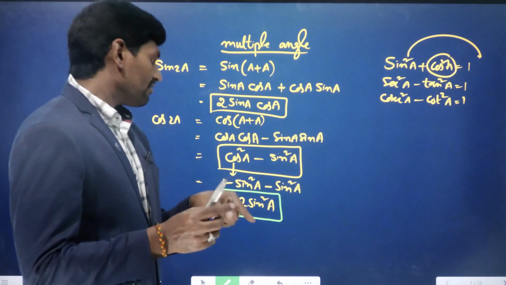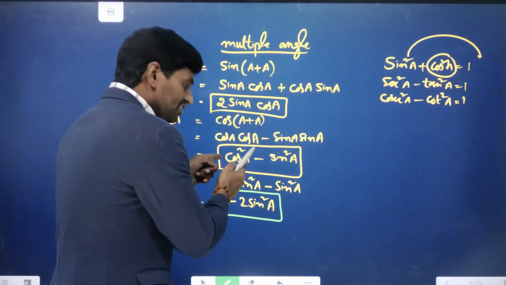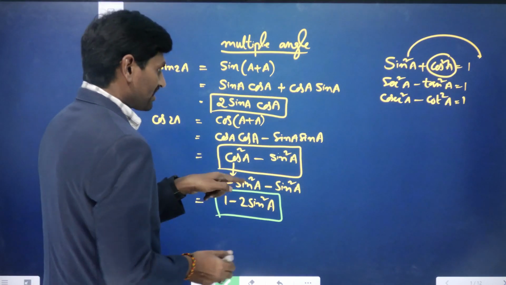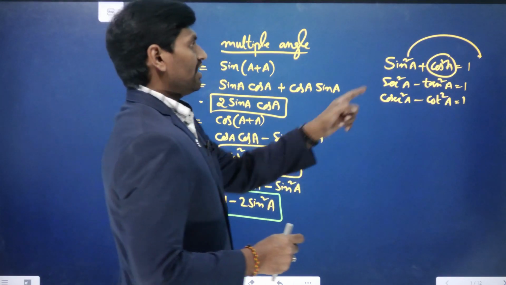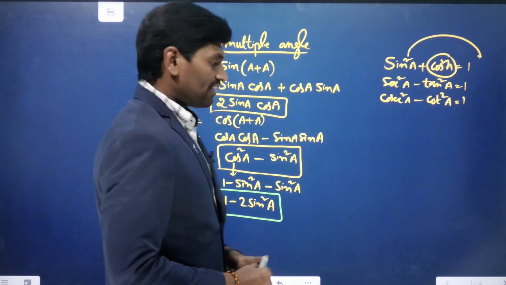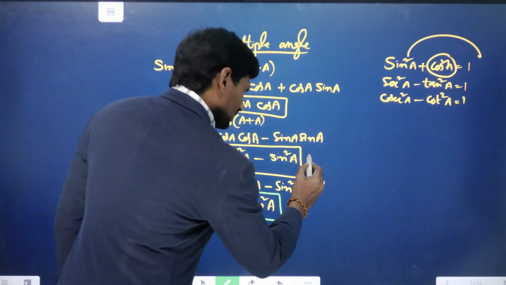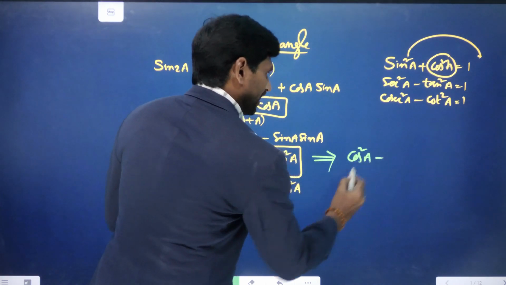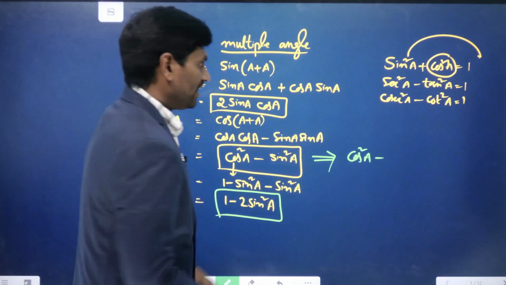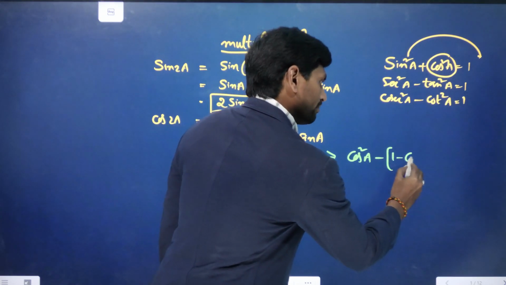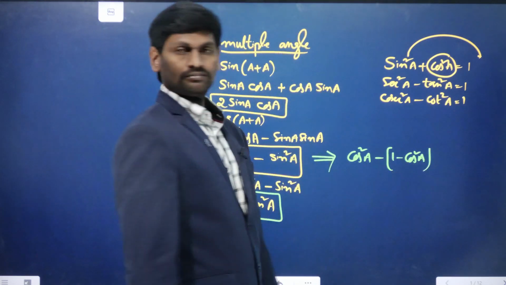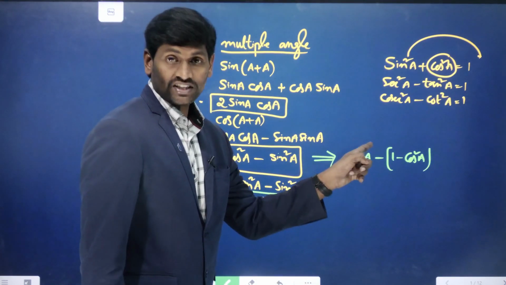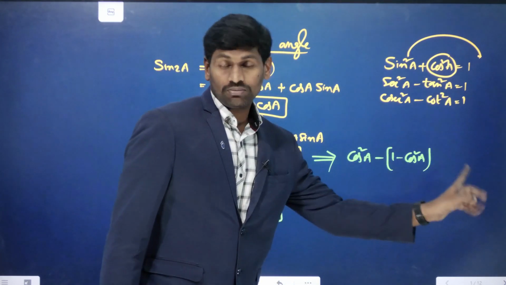When I substitute 1 minus sin square A in the place of cos square A, I got this. In case, in the place of sin square A, if I write 1 minus cos square A, what will happen? Let us see. From this only, cos square A minus, in the place of sin square A, let us write 1 minus cos square A. Why am I keeping the bracket? Because of the minus symbol. This minus symbol is applicable to all the terms which are in the bracket.